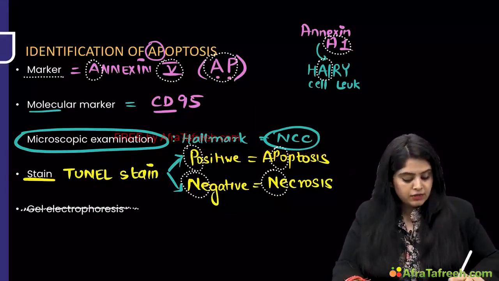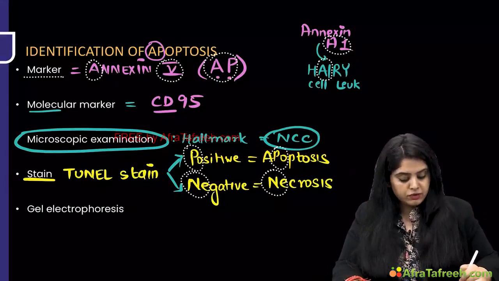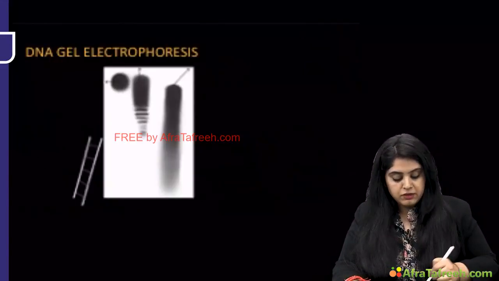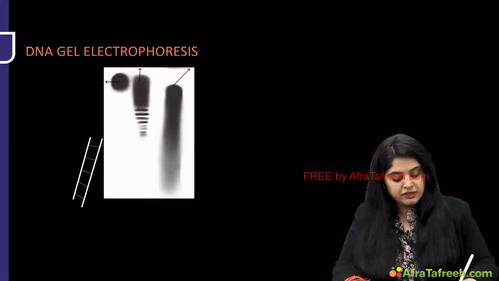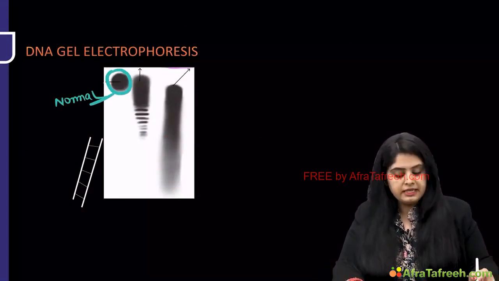Lastly, you have gel electrophoresis. Now, what is gel electrophoresis that you all have to know? Have a look at this very, very famous picture. This is DNA gel electrophoresis. This is the DNA totally intact of a normal person, not broken at all. This is a normal DNA.